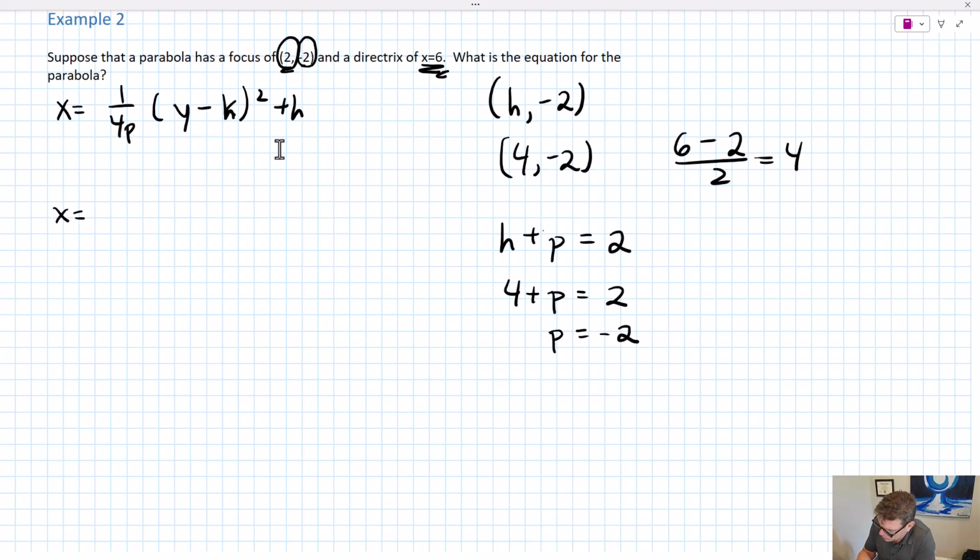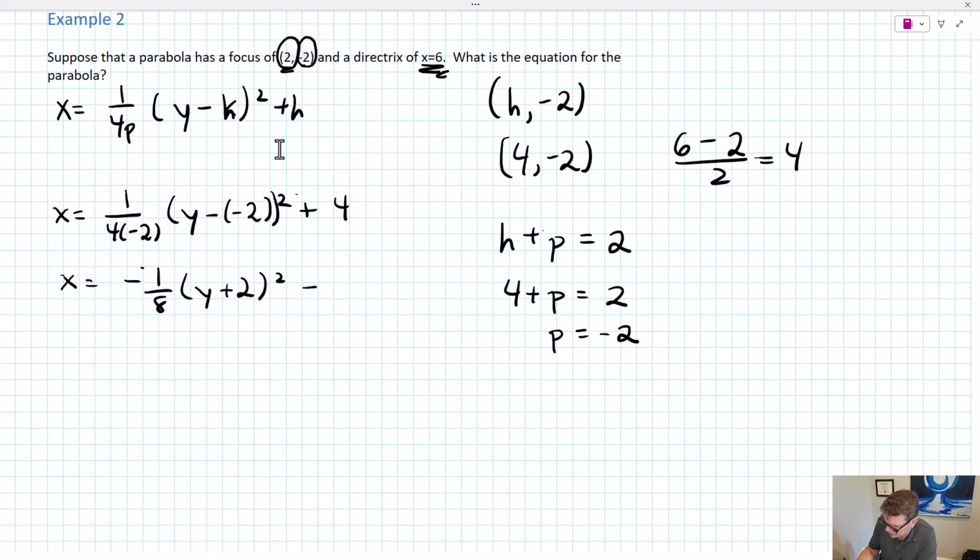So X is going to equal 1 over 4 times -2 times (Y minus, in this case, the K is -2) squared plus 4. So X equals -1/8 times (Y plus 2) squared plus 4. And that gives me the equation for the parabola when I'm given the focus and the directrix.